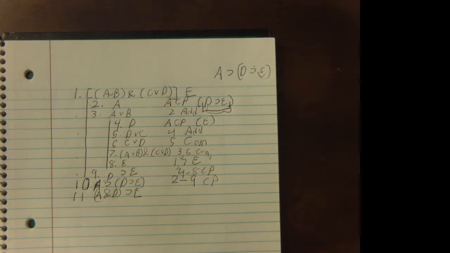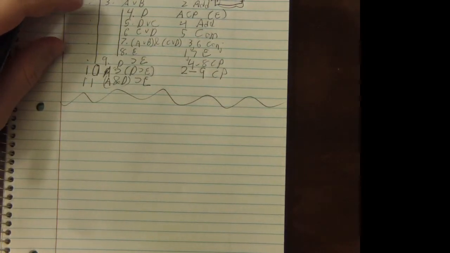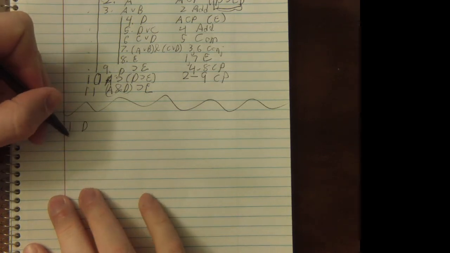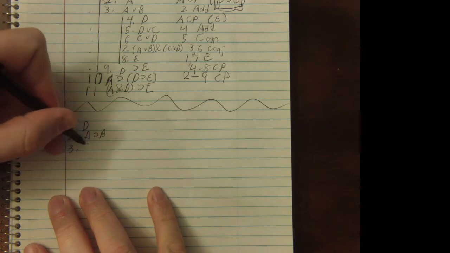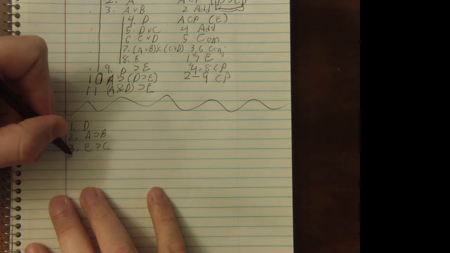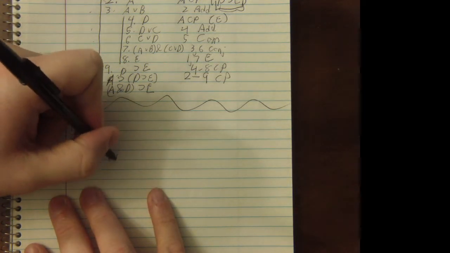All right, so those are two of the ones in the back of the book. Let's just do a couple more, and we'll try to do them a little faster and not get into the wonky side notes. Let's say I'm doing number 4. Premise, D. Premise, A hooks B. Premise, E hooks C. Premise, not A, hooks that D hooks E.